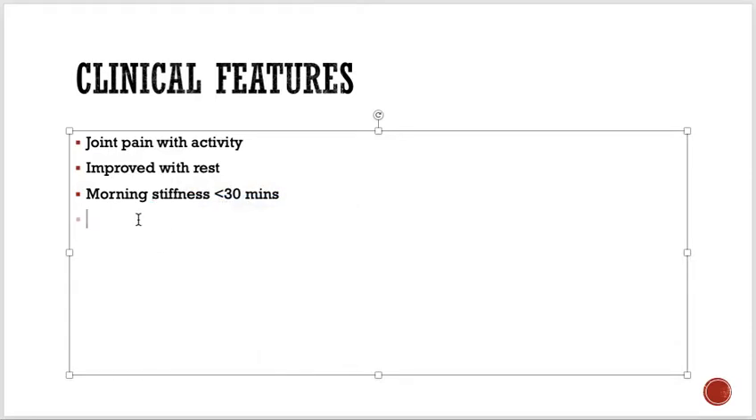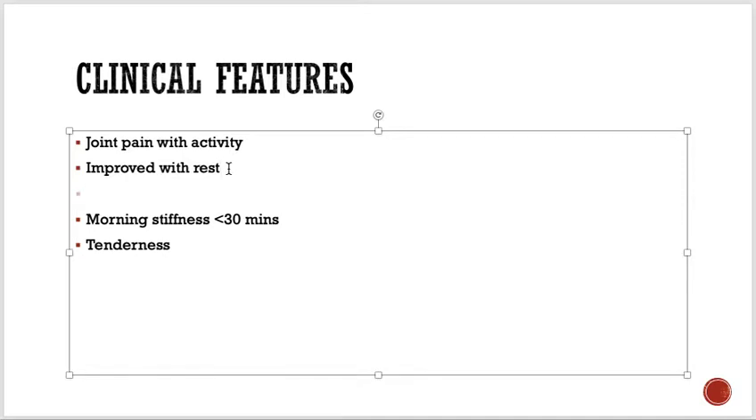Now, the most common thing is pain. And when you examine the joint, of course, you will find tenderness. So on examination, there will be tenderness. That's why I wrote clinical features, so that I can talk about symptoms and signs randomly. Now, see, this is very, very important.